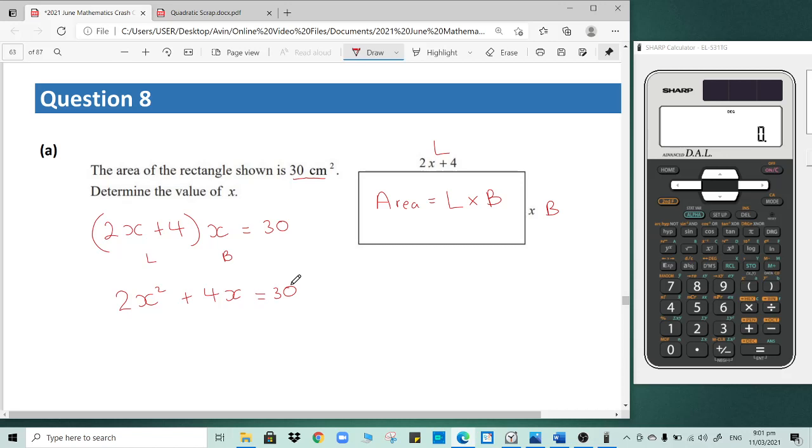At first glance, you will notice that this is a quadratic because we have an x squared, an x, and something without an x. However, to solve a quadratic, I would advise that you throw everyone on the same side first. So we have 2x squared plus 4x, and when you throw across the positive 30, you can expect to get minus 30. And this is now equal to 0.